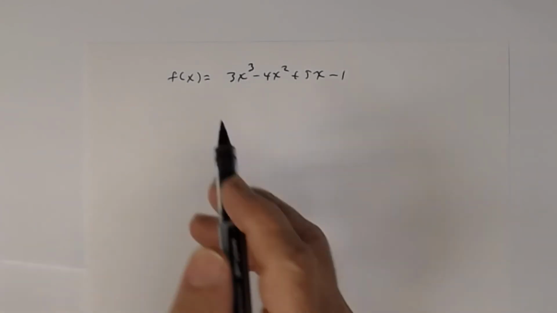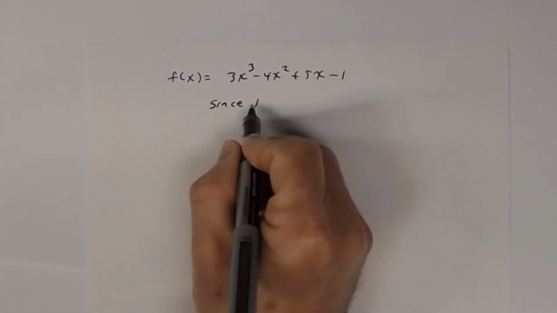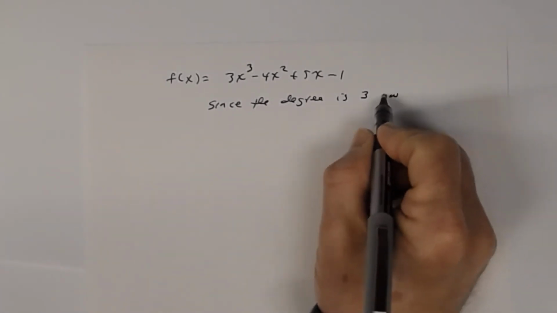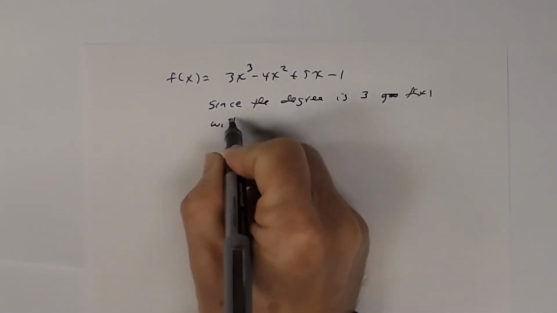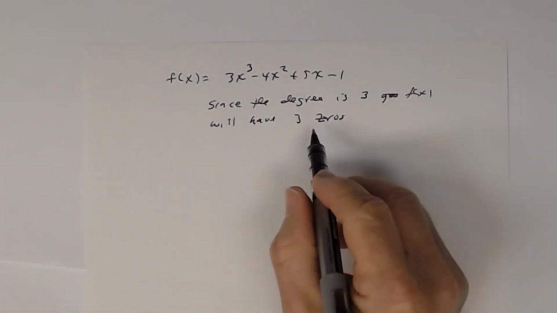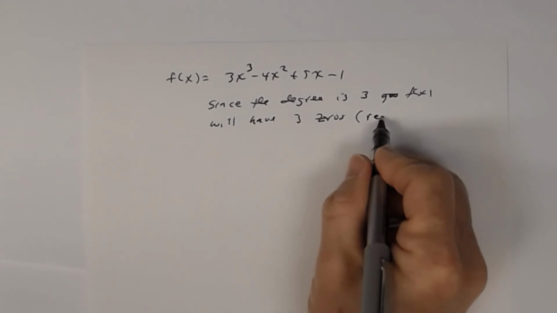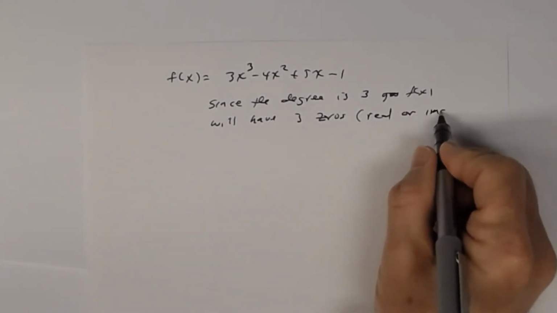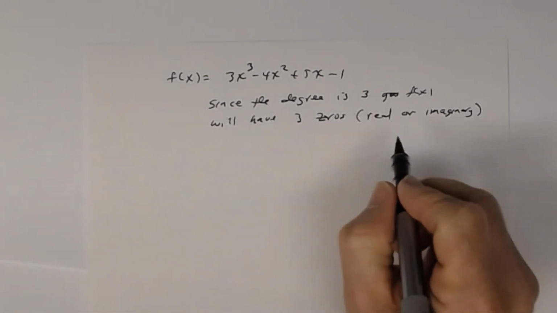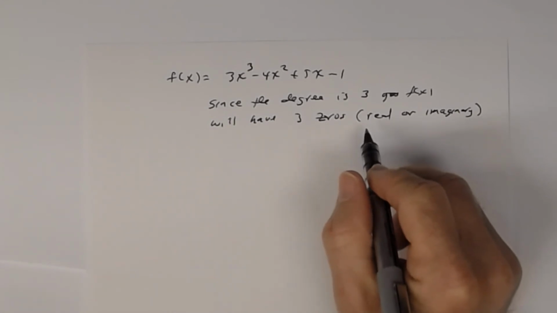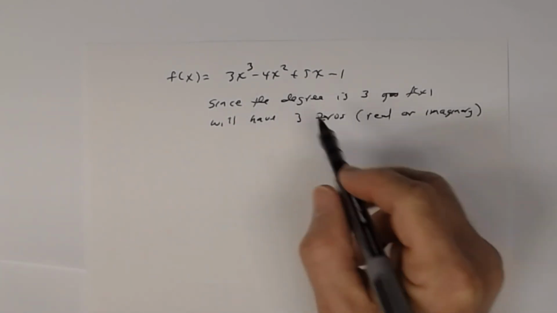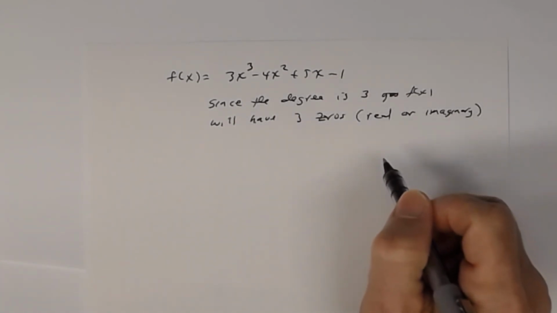That means you're going to have 3 zeros. So since the degree is 3, f of x will have 3 zeros. Now remember, I said 3 zeros, so that could be either real or imaginary or a combination. Okay? And remember, sometimes the real zeros can repeat, so that's where you have that multiplicity. But regardless, you're going to have 3 zeros. That's what that means.